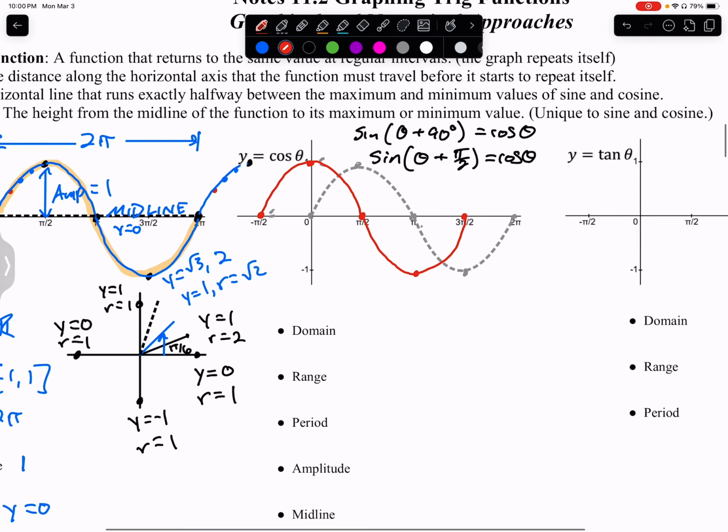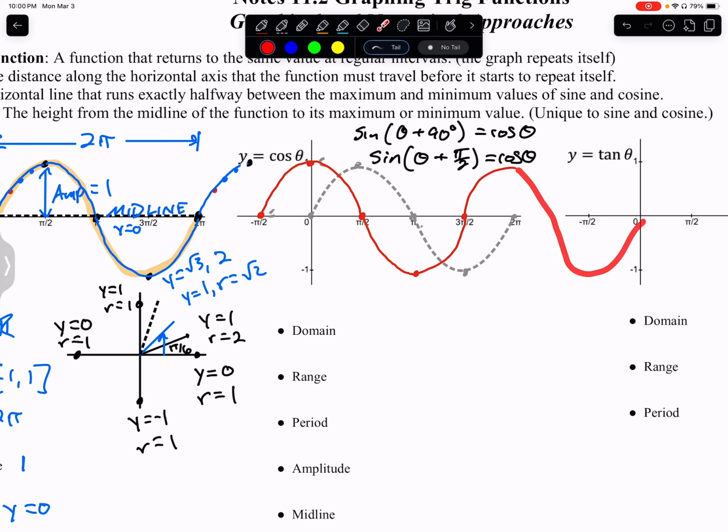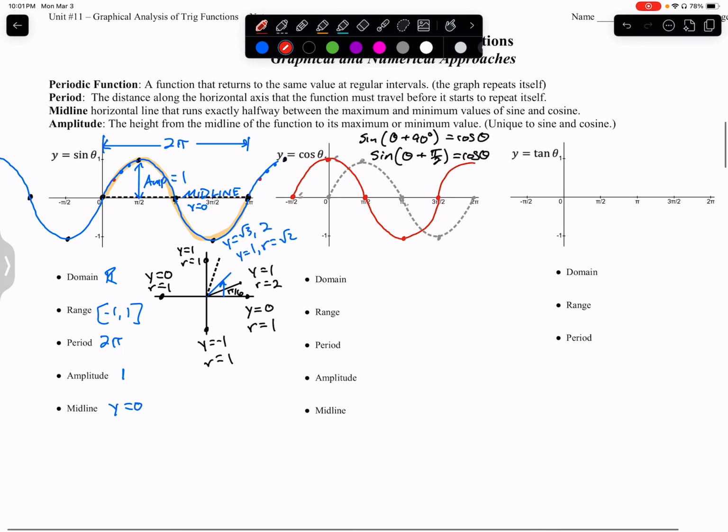Cosine is also periodic, so it repeats itself. So the next point is going to go up, and then it's going to come back down again. It's going to come back up forever. This red curve is the cosine graph. The gray curve is the sine graph. Once again, the relationship between sine and cosine is just the sine graph shifted to the left 90 degrees.